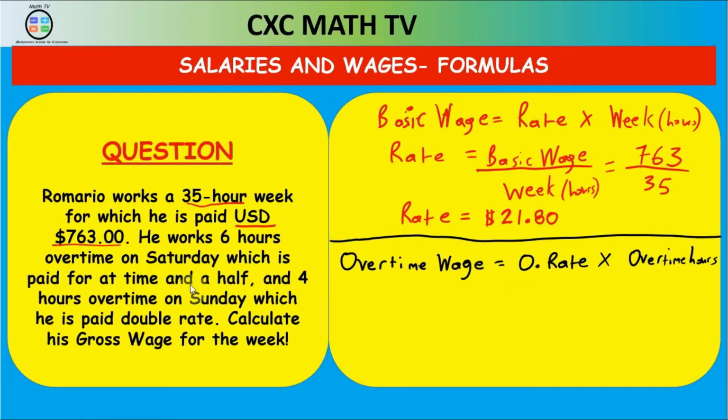So the overtime rate, it says on Saturday. So notice, he has two sets of overtime. He has overtime for Saturday and Sunday. It told us that on Saturday, he's being paid at time and a half, right? So since on Saturday he's being paid at time and a half, and he works 6 hours overtime on Saturday, it's the overtime rate of time and a half times the basic rate. The basic rate is 21.80 multiplied by how many hours he worked, number of overtime hours worked, 6.